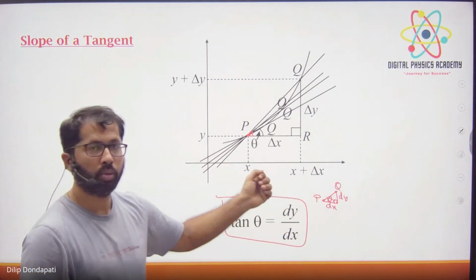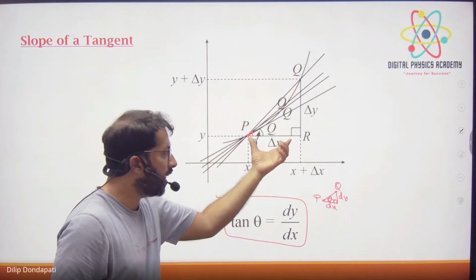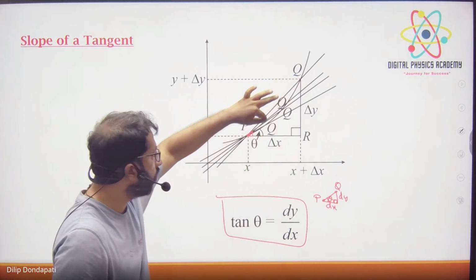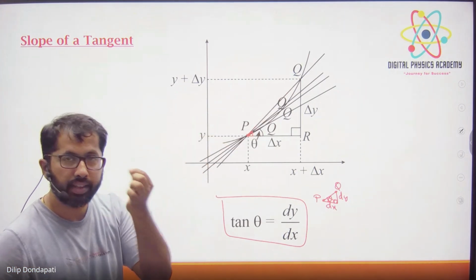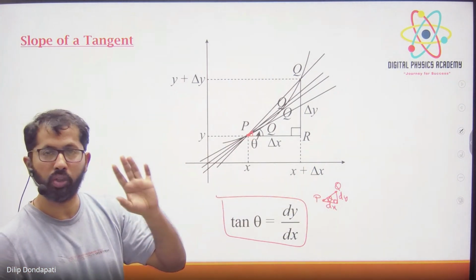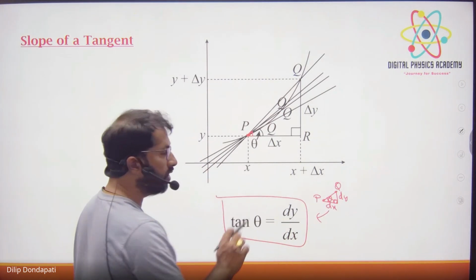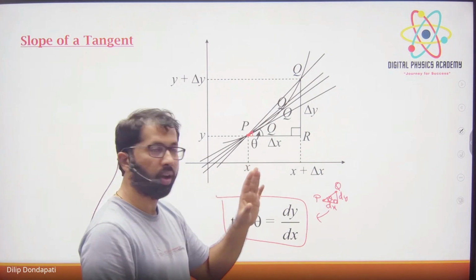Why the tangent slope? Because we are reducing the delta x in such a way that Q is coming closer, and it will reach very near to P. At that time, if I find the slope, that is nothing but the point slope. So what is the slope here? Tell me, tan theta is nothing but dy by dx, the point slope. So you have to understand. Theory they will not ask anything.